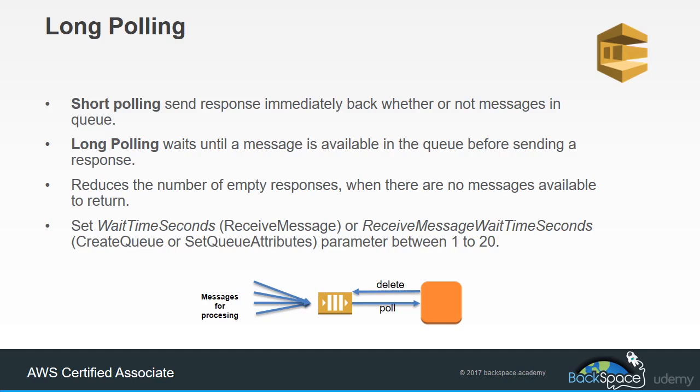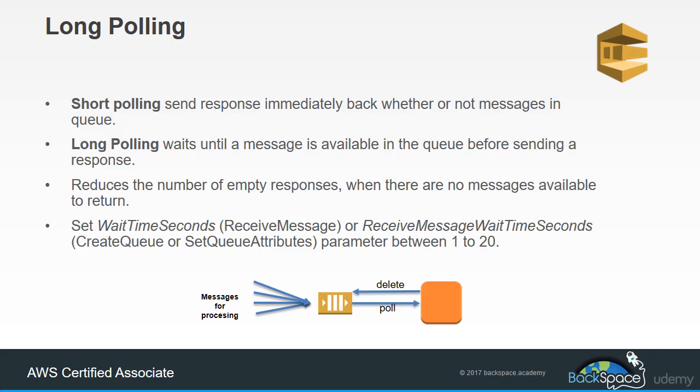The other option we have available is long polling, and that will return a response to the instance, but it will wait until a message is available before it does that. So it will wait until a message is available in the queue before sending a response. That significantly reduces the workload on our instance. Our instance is no longer sending all of these requests to the SQS service. It will send one request, and then on an asynchronous basis, it will have that sent back when there is a message available. So it reduces the number of empty responses when there are no messages available to return.